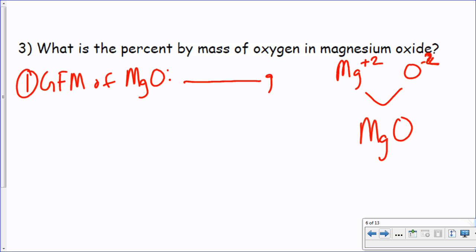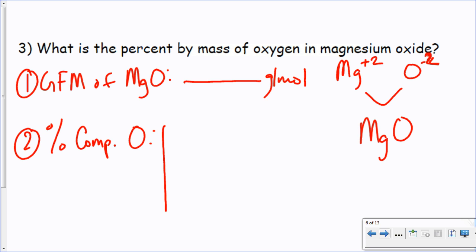Then you are going to do the percent composition. In this case, we're asking by oxygen, percent comp of oxygen. I want to see your calculation set up and your answer for full homework credit.